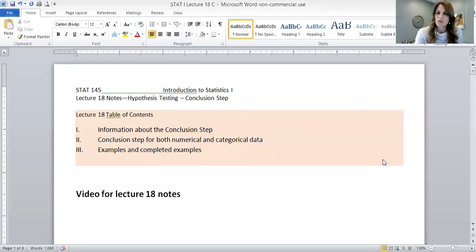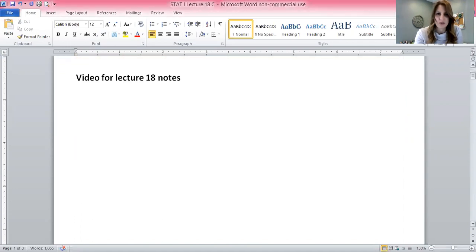So today I'm going to share my screen with you as usual, right? And we'll take a look at the notes and walk through this last step together. So today's last step for this process is the conclusion step. So just like the name, it's the conclusion. We're going to make a conclusion and we are going to make a conclusion statement.